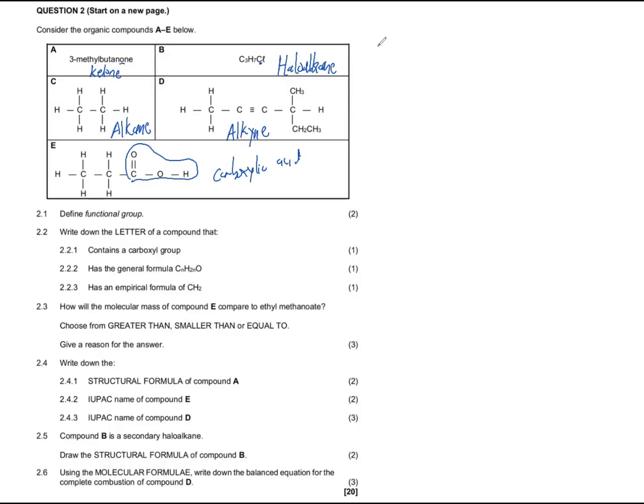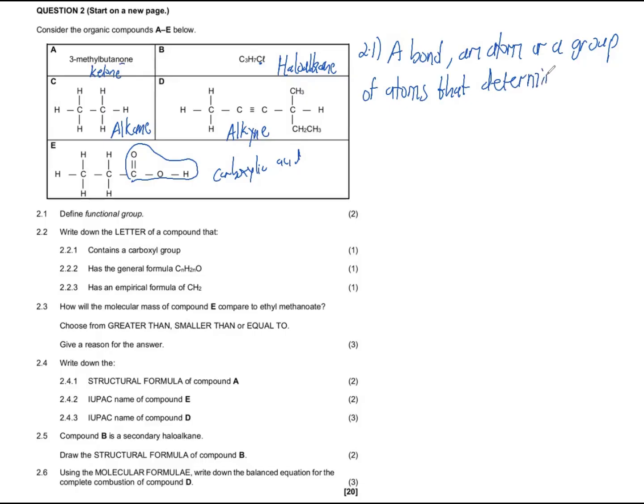Now 2.1 says define a functional group, right? So a functional group, we say it's a bond, an atom, or a group of atoms that determine the physical and chemical properties of an organic compound.